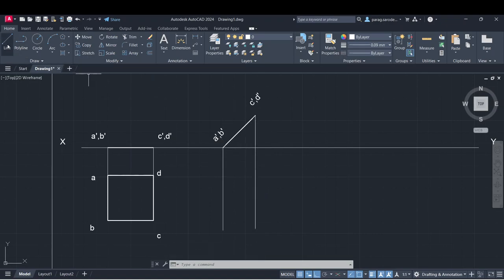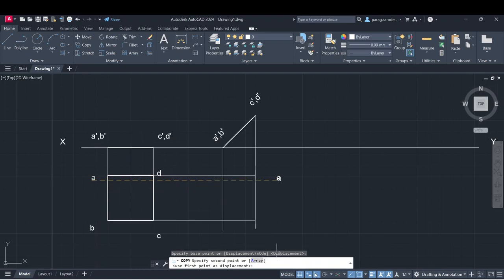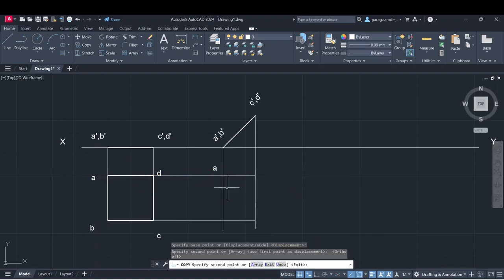Now these projectors need to be intersected with projectors obtained from A dash D dash like this. Now you can easily see that this is the projector obtained from AD. This is the projector obtained from AB. So this point will be which one? A. Correct? Projector obtained from AD, projector obtained from A dash B dash. So what is the common point? A. Common point is A. So this point will be A.